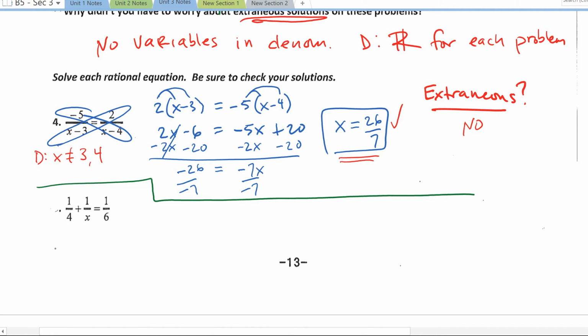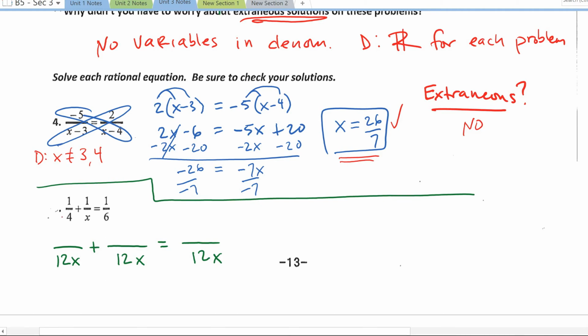So in this problem, our common denominator, let's see, we've got to have an x in each one, and then we need to figure out what's the least common multiple of 4 and 6. I think it's going to be 12. Once we figure out that our denominator is 12x, you need to figure out what each fraction needs.